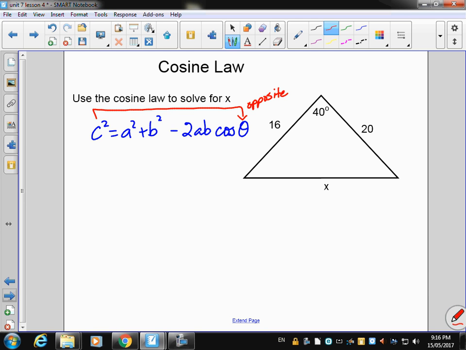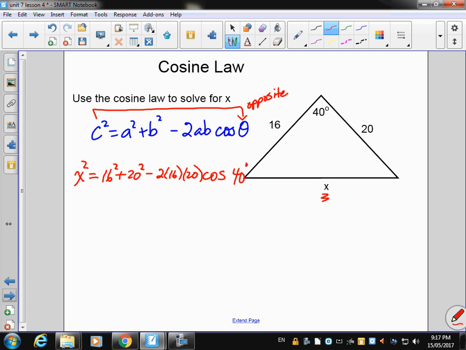So if I'm going to use the cos law for this problem, I want to solve for x, and it is across from the 40 degrees. So I'm going to start the cos law with the x squared, and I'm going to end with 40 degrees. Right, let's set it up. X squared equals the sum of the two sides squared, subtract 2 times 16 times 20 times cos 40 degrees.